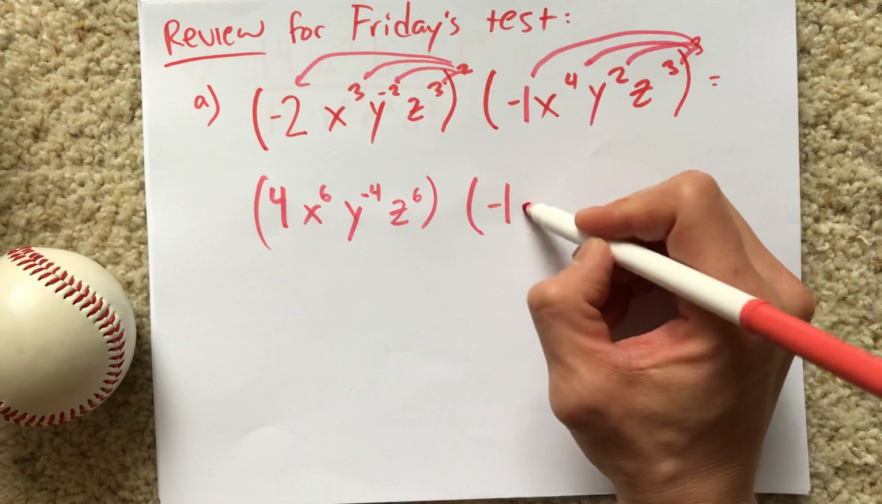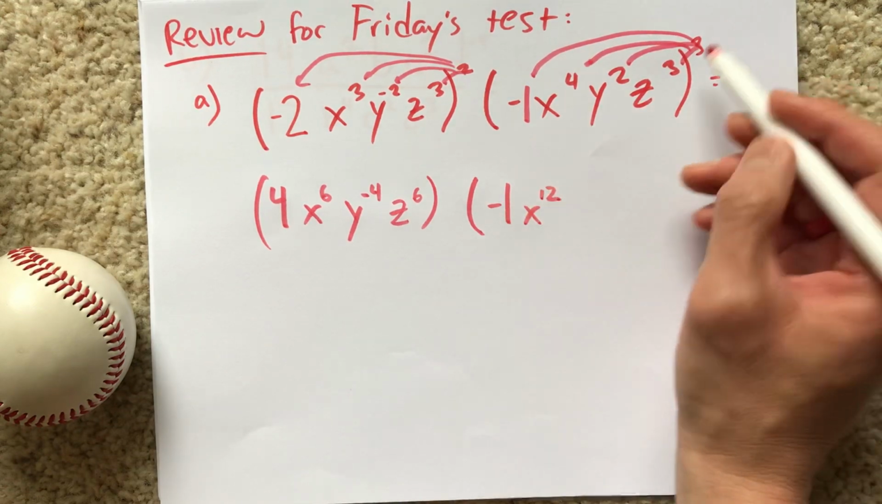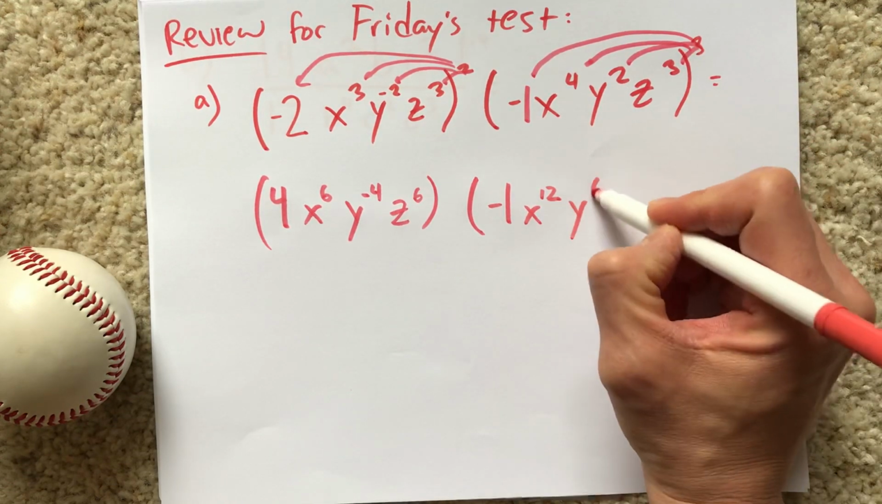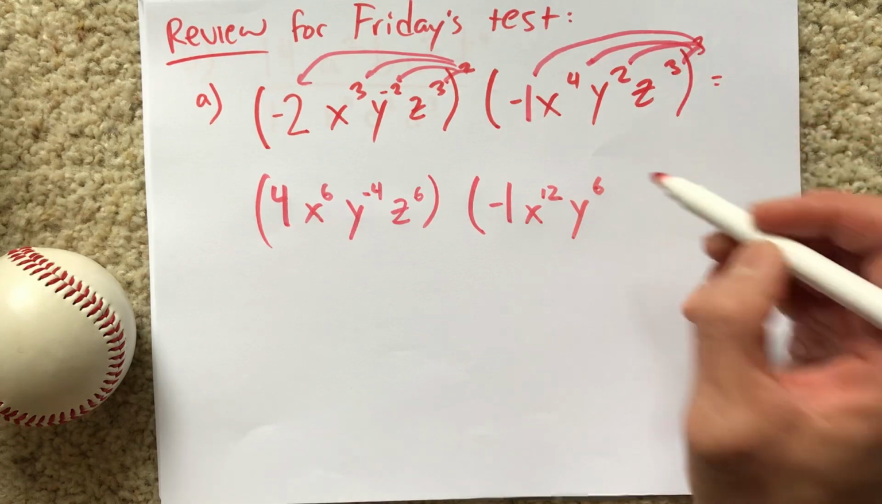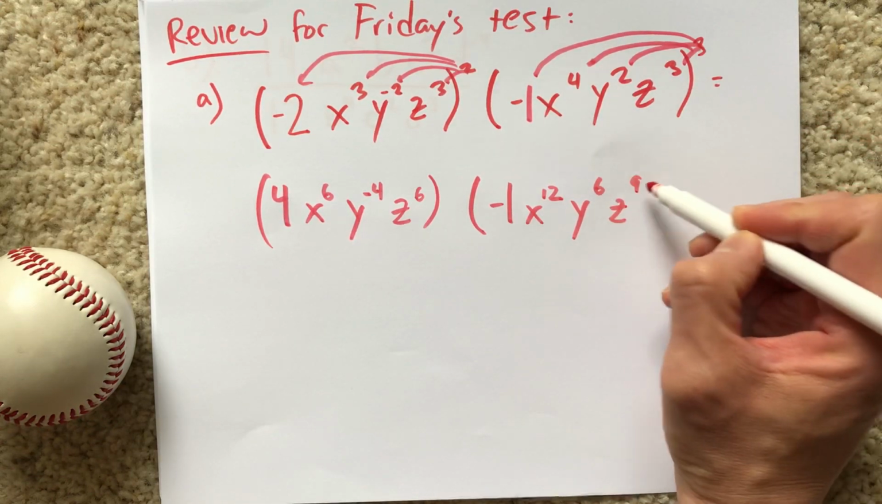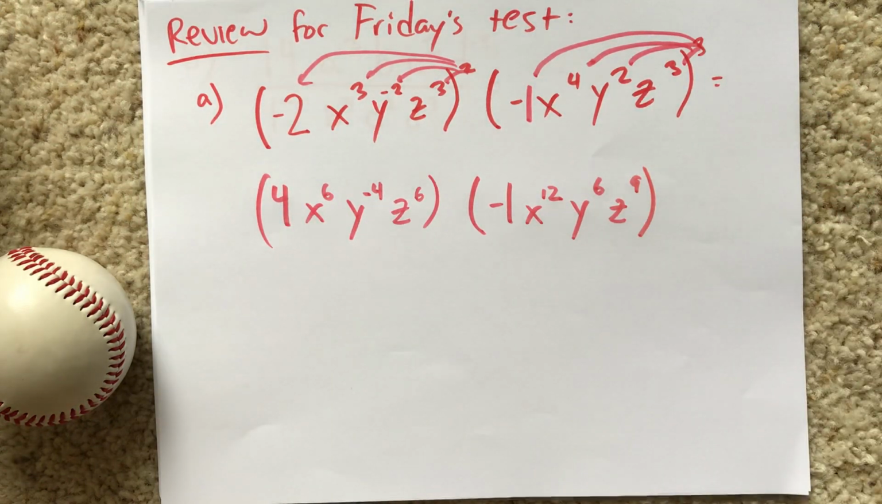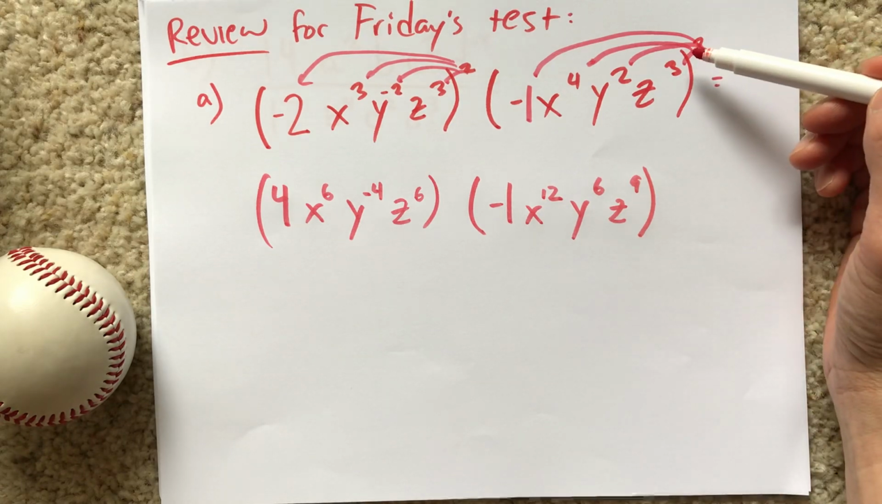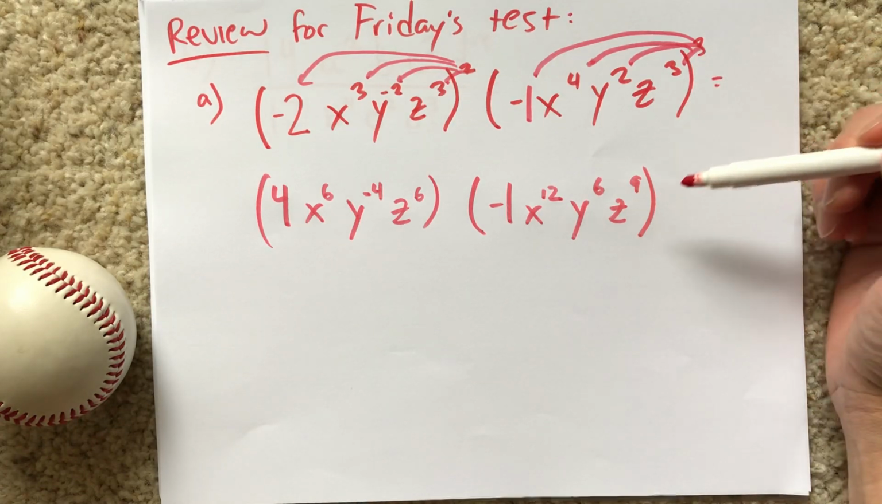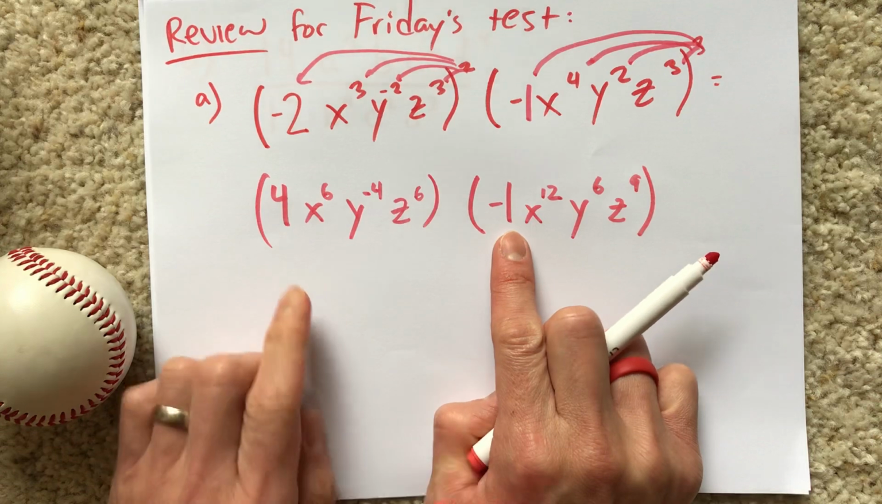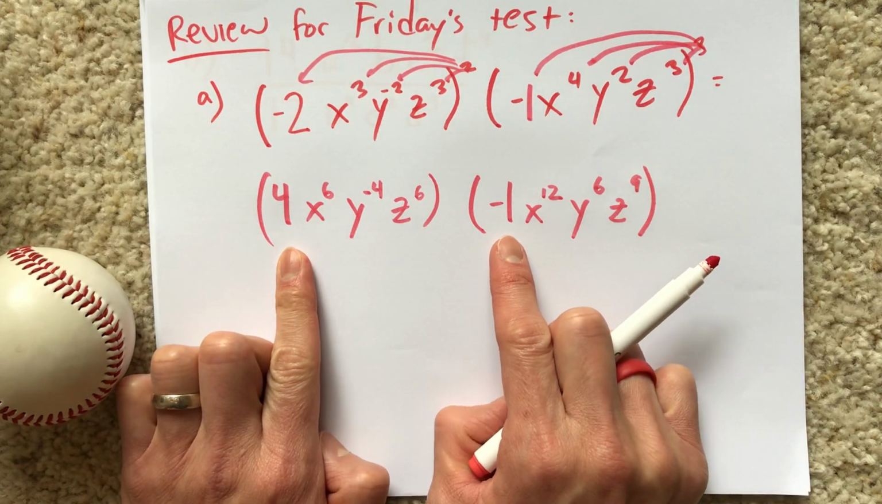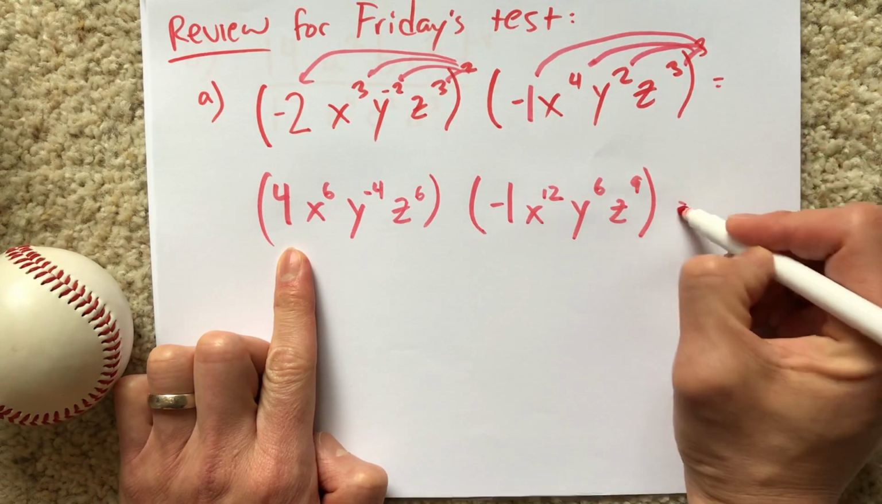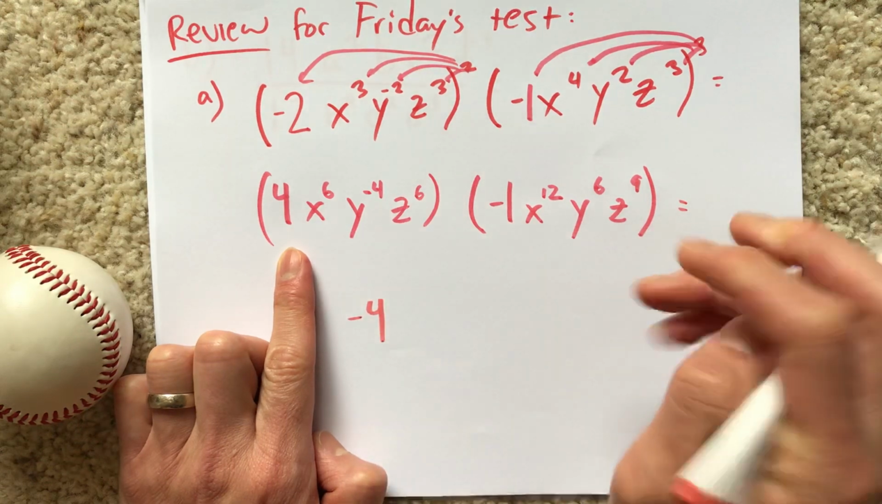3 times 4, x to the 12th. 3 times 2, y to the 6th. 3 times 3, z to the 9th. Okay? So we just completed the power rule. Now we're going to do the product rule. So we're going to multiply our like bases. 4 times negative 1 would be negative 4.